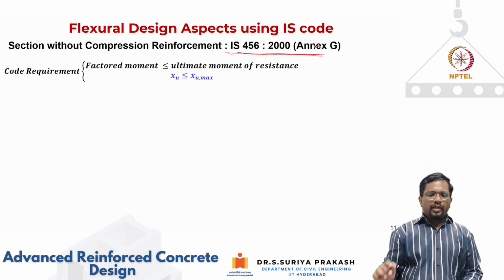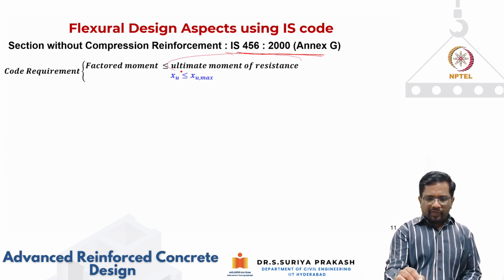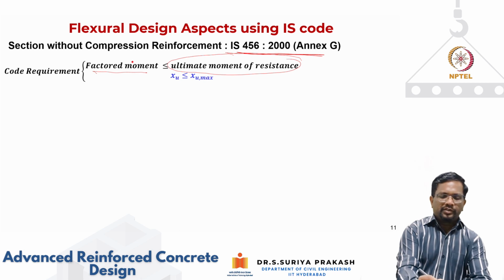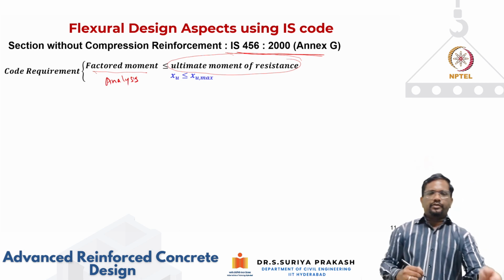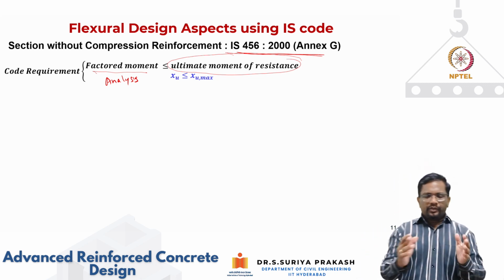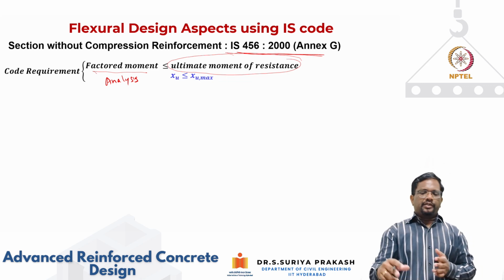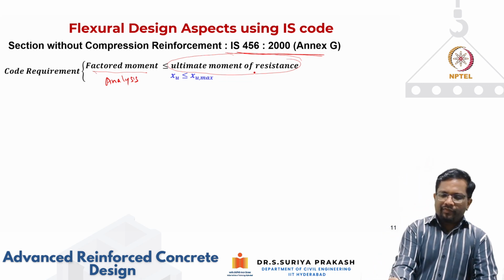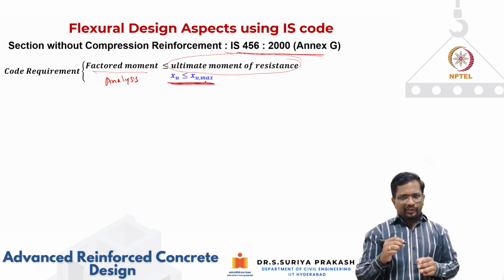So let's say our code requirement is that whatever capacity we have calculated, the ultimate moment of resistance, should be greater than the factored moment. This is coming from your structural analysis. You do structural analysis and you get your bending moments at various cross sections. Whatever capacity we are providing should be greater than your demand. At the same time, when the capacity is reached, we also need to make sure that xu is less than xu max at ultimate.